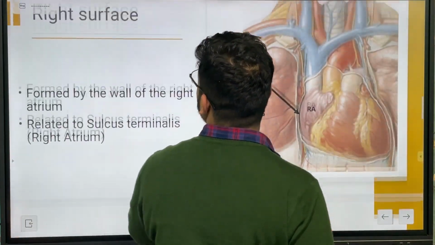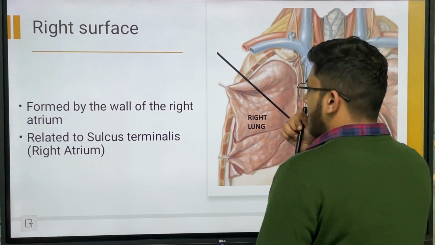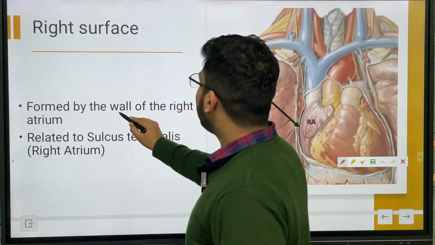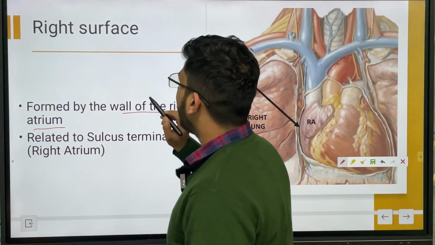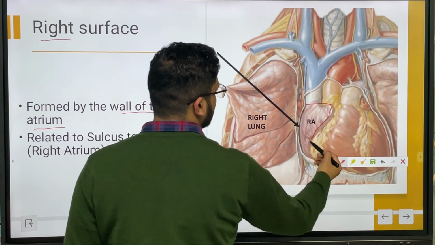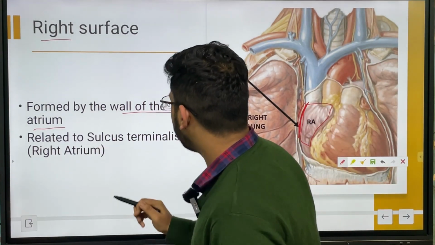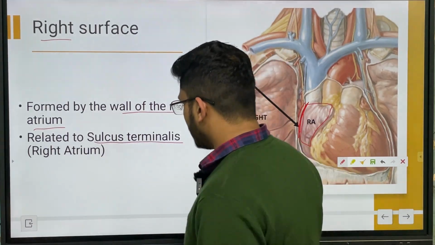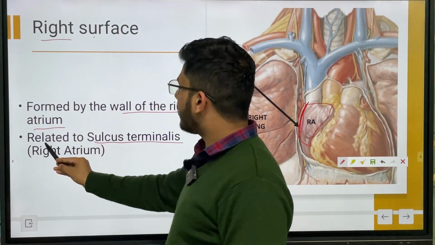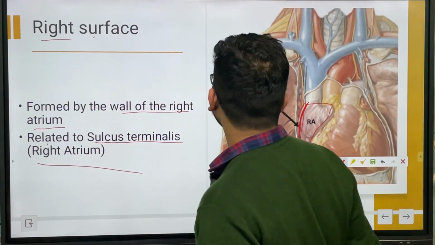Your next surface is your right surface. Right surface is formed by the right wall of right atrium. As its name suggests, this is your right atrium. The wall of right atrium is also known as sulcus terminalis. So right surface is related to sulcus terminalis, which is the part of right atrium.